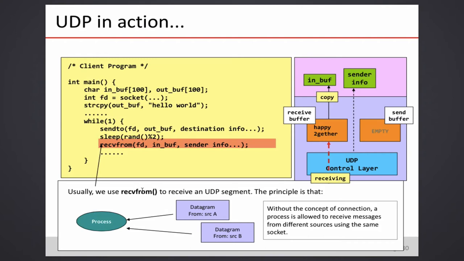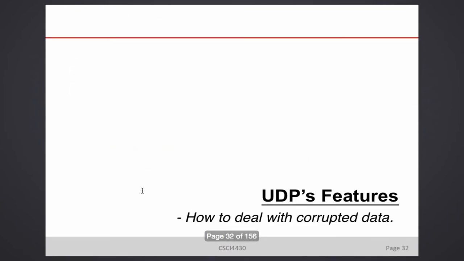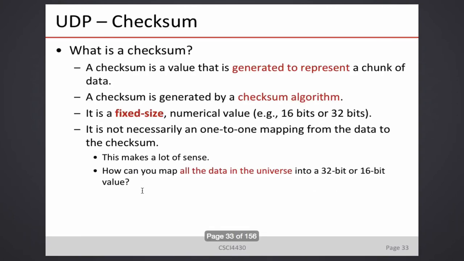But remember, this will block. So if you already know that there is no chance for it to block, then you don't need threads. If you know that there is a chance for block, then you will need to have threads. Any questions? If no, then I will look into how UDP deals with corrupted data.